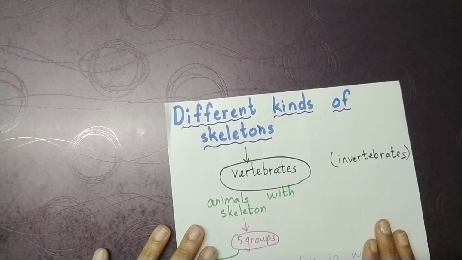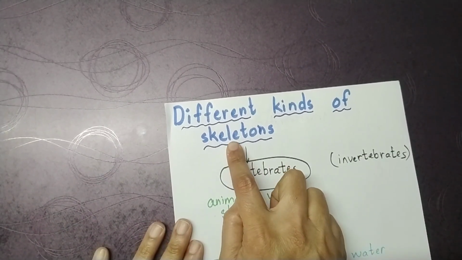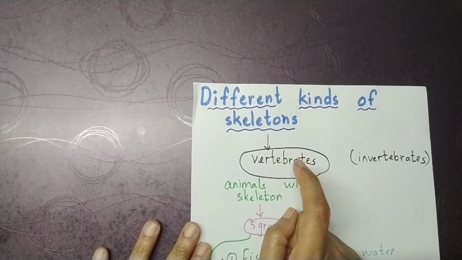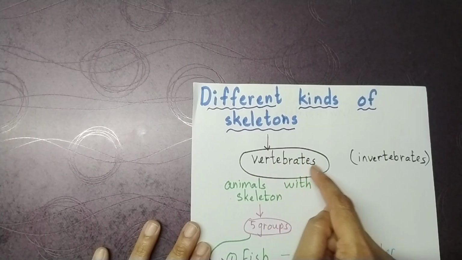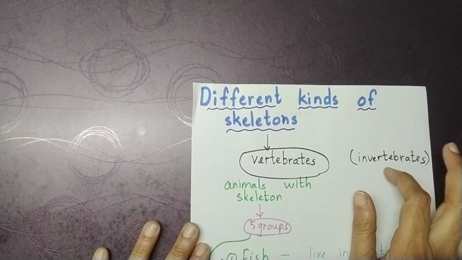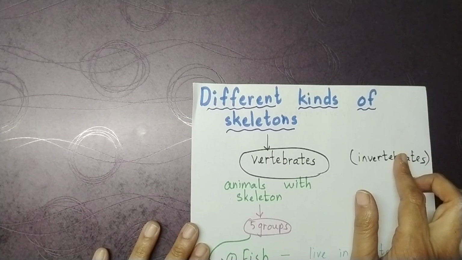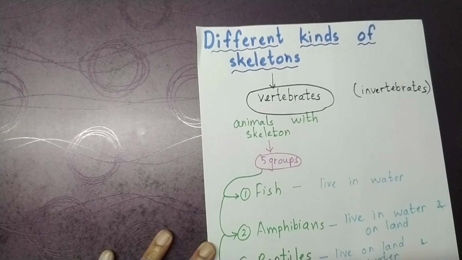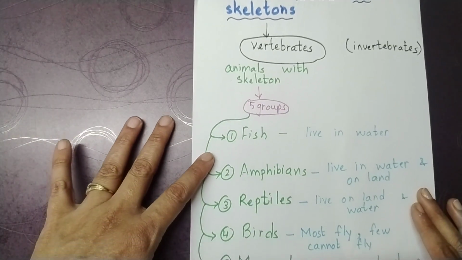So you all know that some animals have skeleton and some animals do not have skeleton. Animals which have skeleton are called vertebrates, and animals which do not have skeleton are invertebrates, means they don't have bones. Now in vertebrates, animals with skeleton, there are 5 main groups. These are divided into 5 main groups.